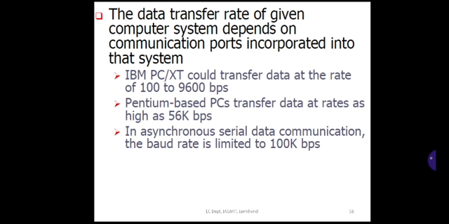The data transfer rate of a given computer system depends on the communication ports incorporated into the system. Whatever the rate of transfer of data is, it depends on which communication ports you have in your system. The IBM PC/XT could transfer data at the rate of 100 bps to 9600 bps. Pentium based personal computers transfer data at rates as high as 56 kbps. In synchronous serial data communication, the baud rate is limited to 100 kbps.